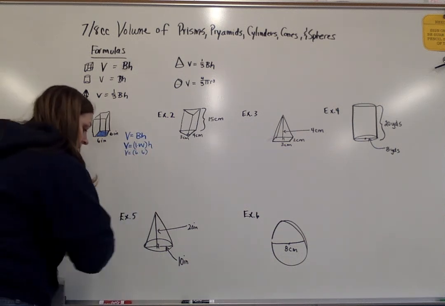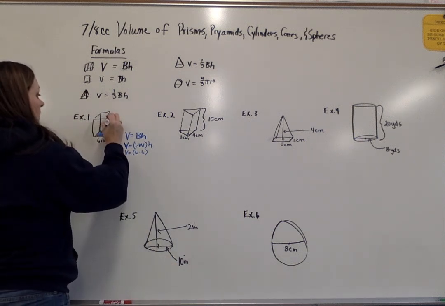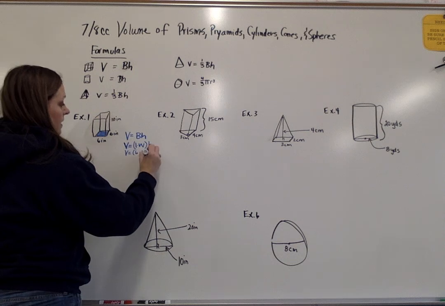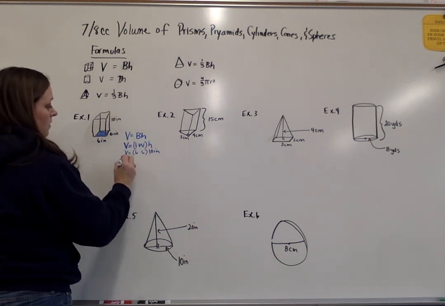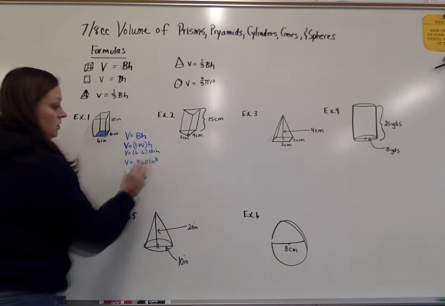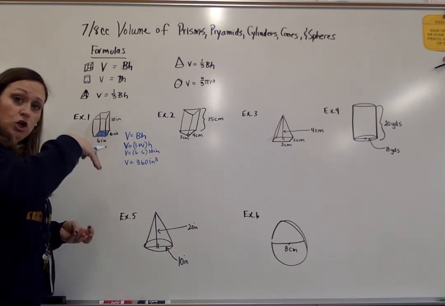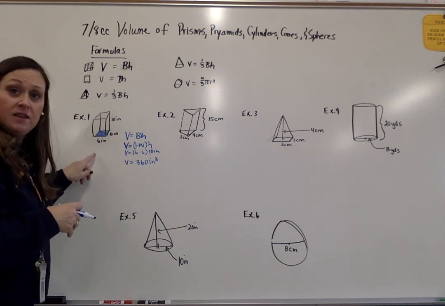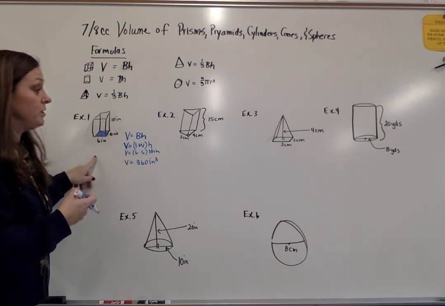and then this height isn't listed here, so let's do that quickly, and let's call it 10 inches. And then the height is 10 inches. And therefore volume is 360 inches cubed. That means 360 cubic inches can fit inside this rectangular prism.